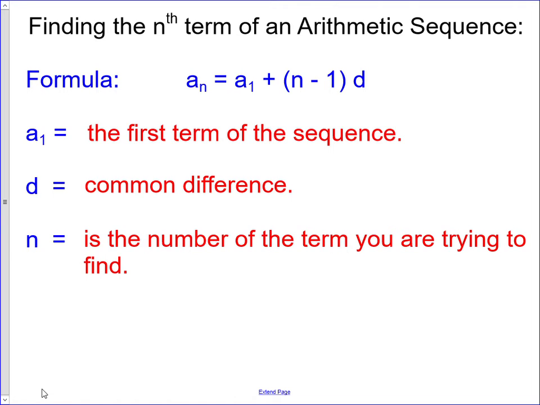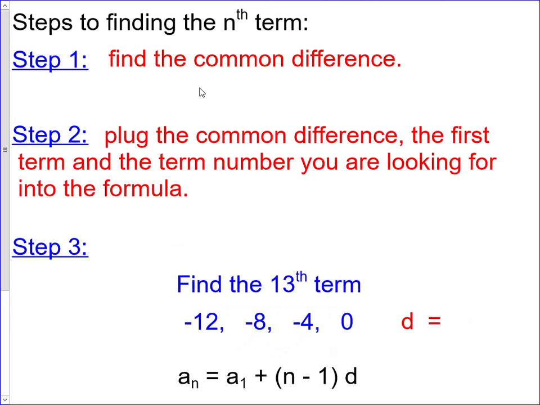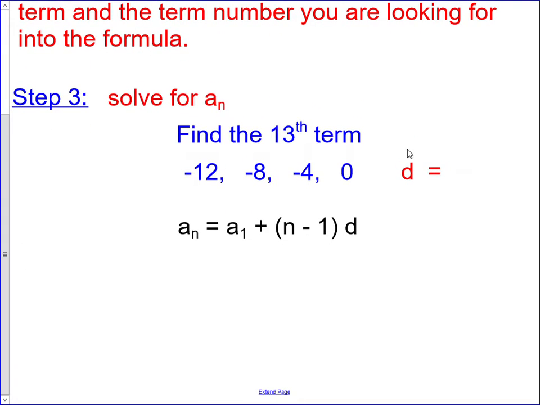So let's look at the steps and work one of these problems. The first step would be to find the common difference. Once we have the common difference, we would plug the common difference, the first term, and the term number you're looking for into the formula. And the third step would be to solve for a sub n. So let's take a look at how one of these would work.